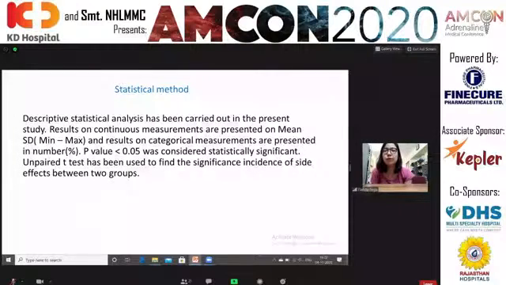Statistical method. Descriptive statistical analysis had been carried out in the present study. Results on continuous measurements are presented as mean and standard deviation, and categorical measurements were presented in number and percentage. P-value less than 0.05 was considered statistically significant, and unpaired t-tests had been used to find the significant incidence of side effects between two groups. Next slide, please.